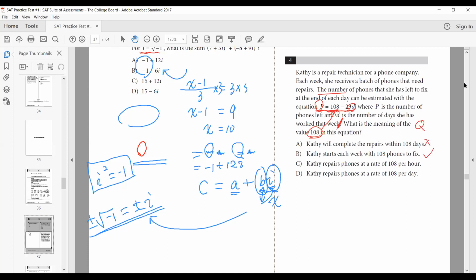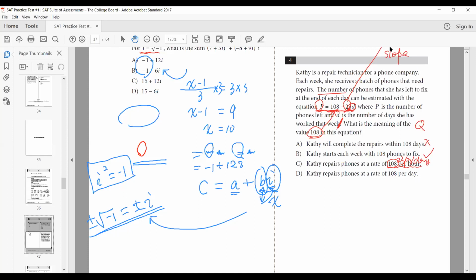C, Kathy repairs phones at the rate of 108 per hour. You can see for this one right now, 108 is not the rate, 23 is what's fixed. Each day she fixes 23, right? If you put 1 day here, each day you just have 23 less, right? So this is the coefficient, the slope. When we talk about a linear line, negative 23 is the slope. So it means it's per day, not per hour. I'm sorry, here per hour, this is 23 phones per day.